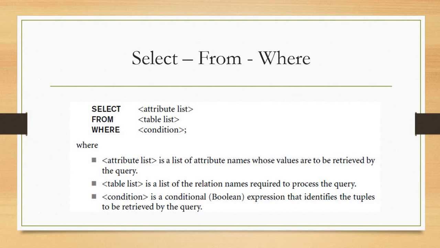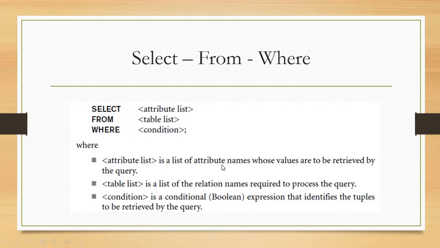So here is our select from where. We select from an attribute list. What information do we want from our specific schema or table? So for example, in the previous example, our attribute would be contact ID. And from, we need to select what our table is. So in the previous example, our table would be contact. And where? Under what condition or circumstances are we trying to find this?